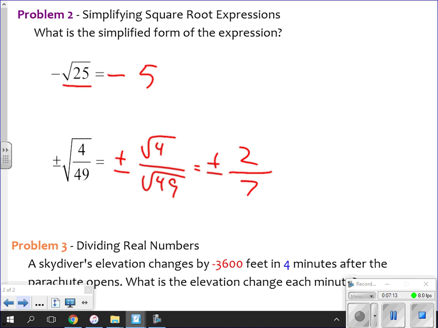So technically, you don't need to necessarily put this down, but you do need to understand that I have positive 2 sevenths and negative 2 sevenths. I have two answers. That's what that means. I have two answers, plus 2 sevenths, negative 2 sevenths, plus or minus. That will pop up from time to time.